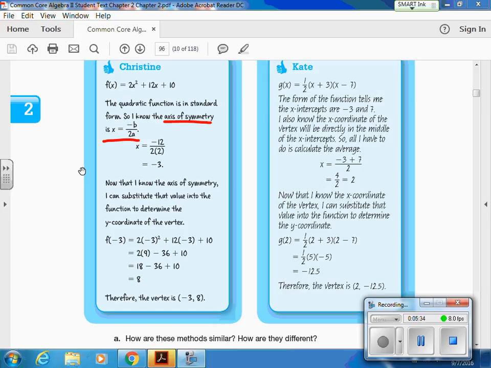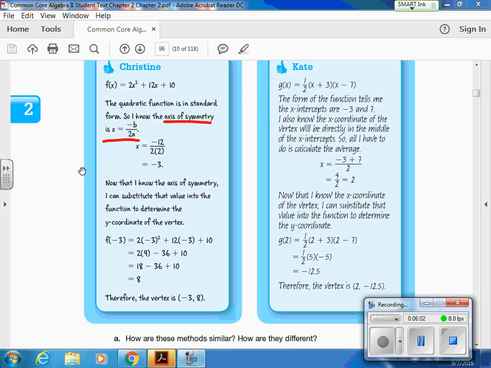Like if you fold up a parabola, your x-intercepts should touch. Okay? Like when you fold it in half, the x-intercepts meet. Okay? Just like that. Alright? So, she found what was in the middle of them. -3 is one of them. Now, here's something you need to notice, okay? Remember on that factored form, it was x minus r1 and x minus r2?